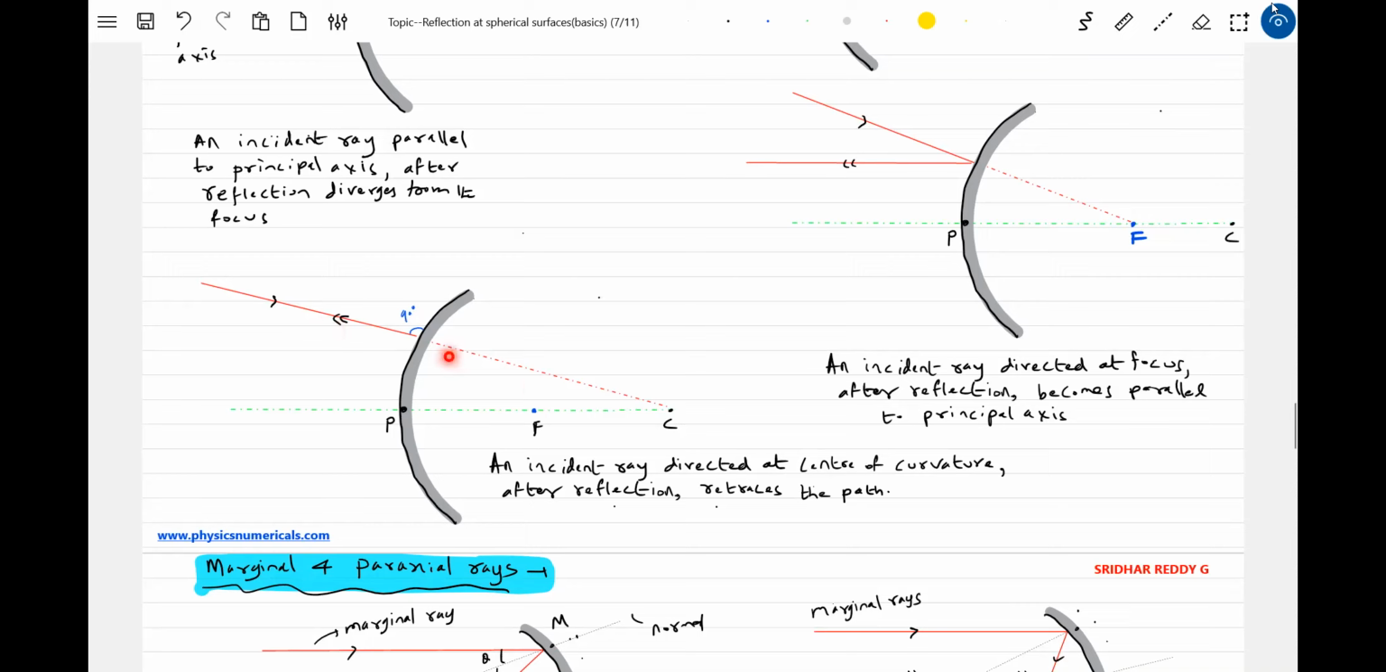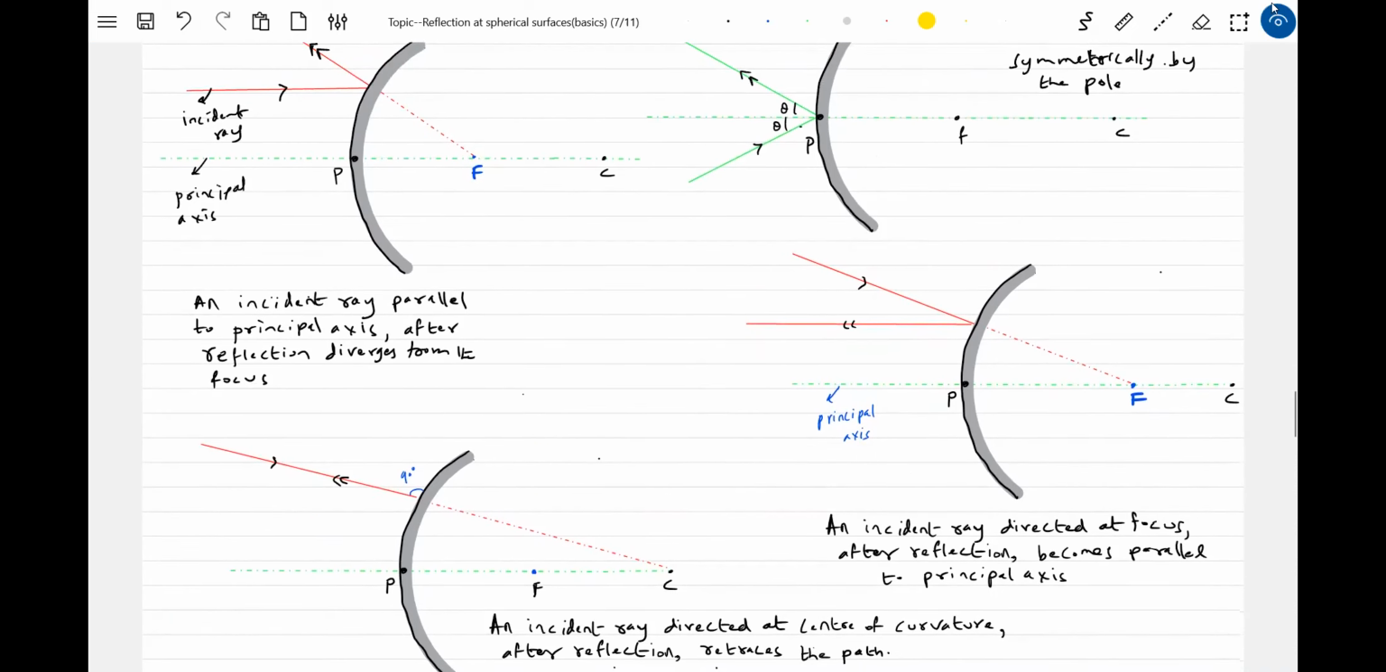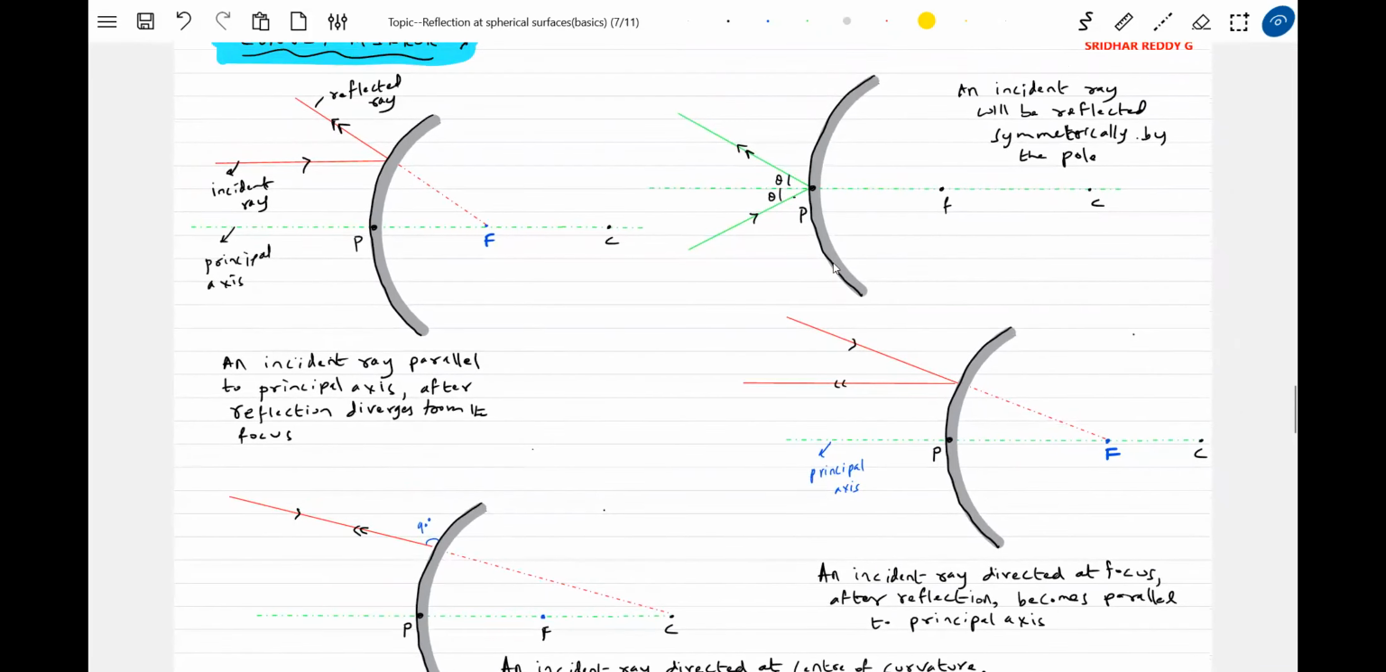If a ray is directed at the center of curvature, it will retrace its path. Similarly, if a ray is directed at the focus, after reflection it will become parallel to the principal axis. So these are the four sets of rays which I'll be using to trace the image for a convex mirror.